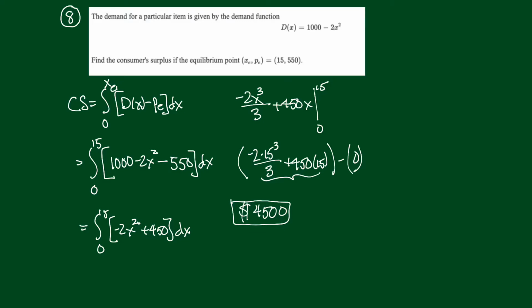And we know that if we interpret that, what is this number right here? That $4,500, that's a measure of the amount of surplus money that results when a purchase is made at a price that's lower than the maximum that the consumer was actually willing to pay.